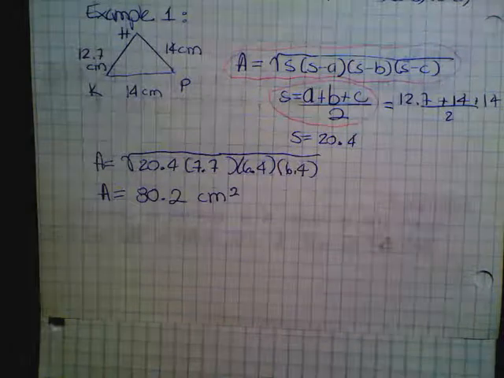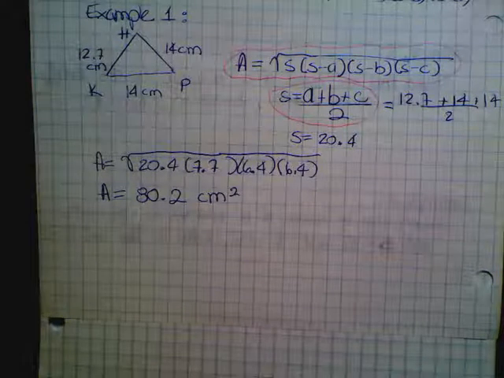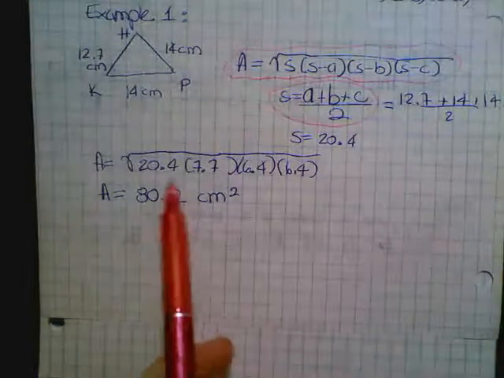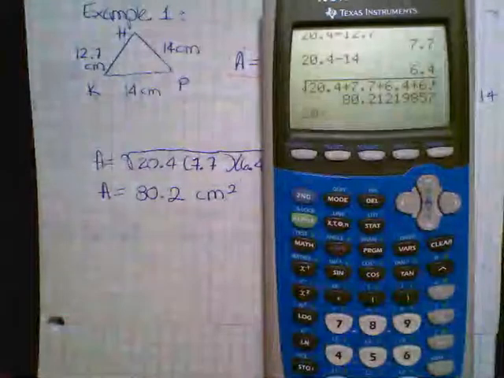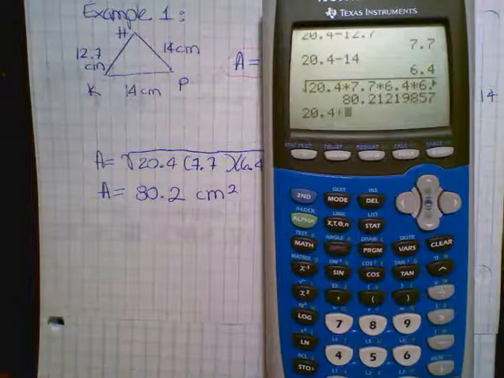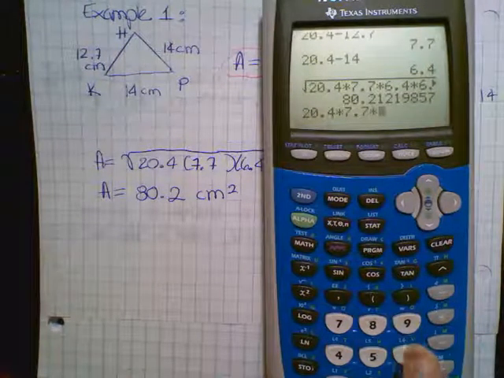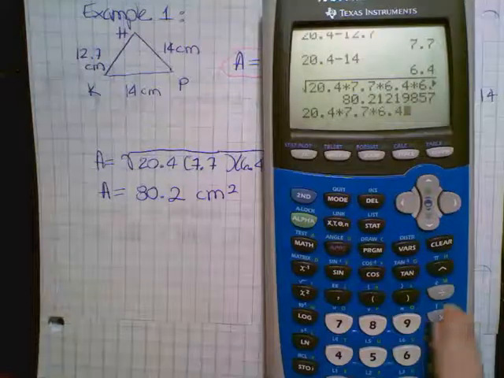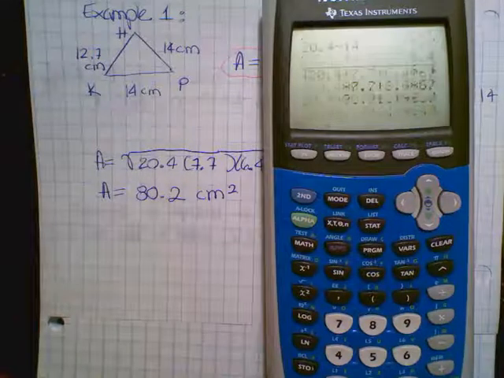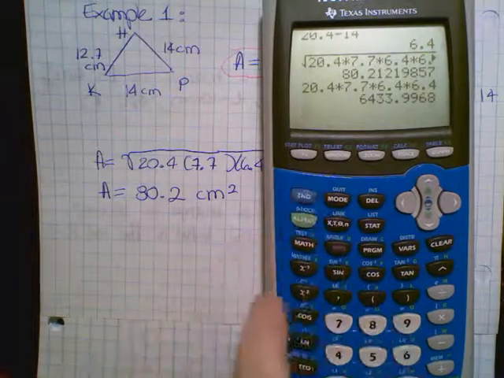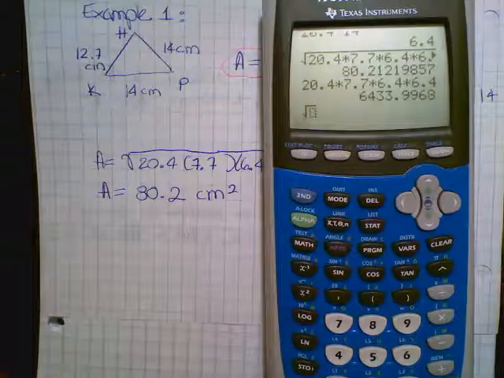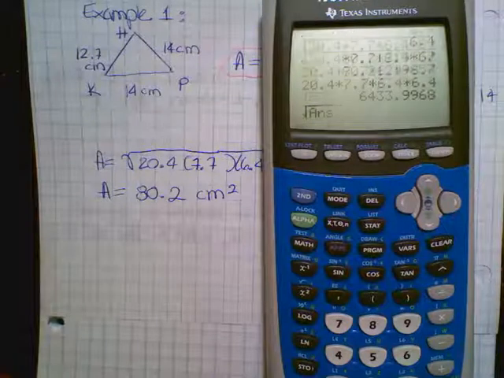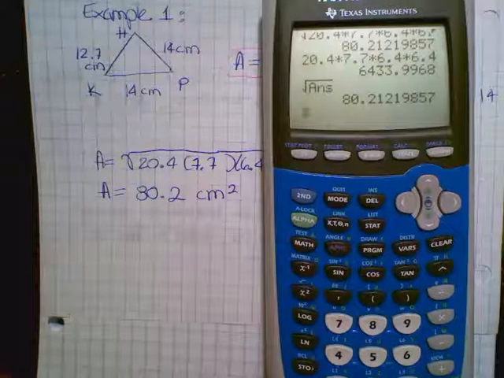So that's how you do example number 1. Given three sides, plug it into the formula. If you didn't want to do all of this under the radical, we could have said 20.4 times 7.7 times 6.4 times 6.4, and then second x squared to get that, and then second negative sign to get my answer, and I got the same thing. So let's try another example.